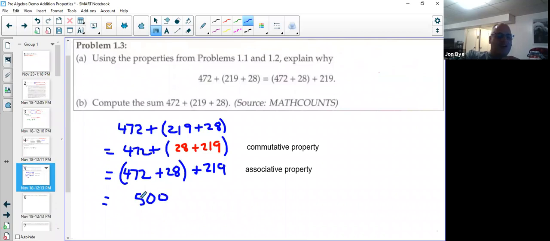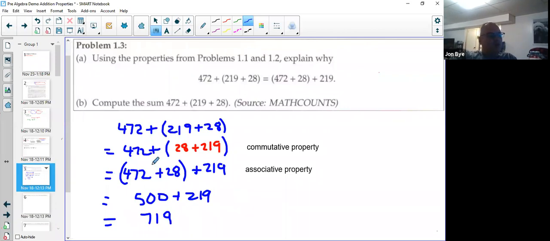So 472 plus 28 is 500. It's nice and neat, right? So I can reassociate that, do some mental math, get 500, and then I can add 219. It's not too bad to add 500 onto 219. What do we get for an answer? 719. So that makes it fairly nice to do that.